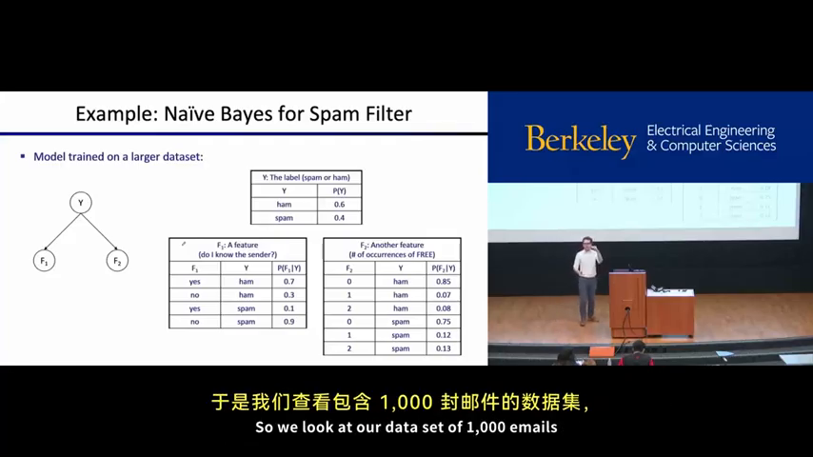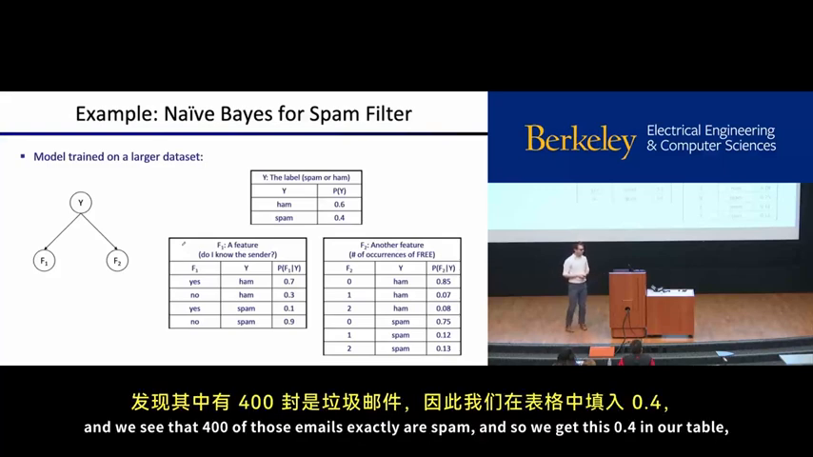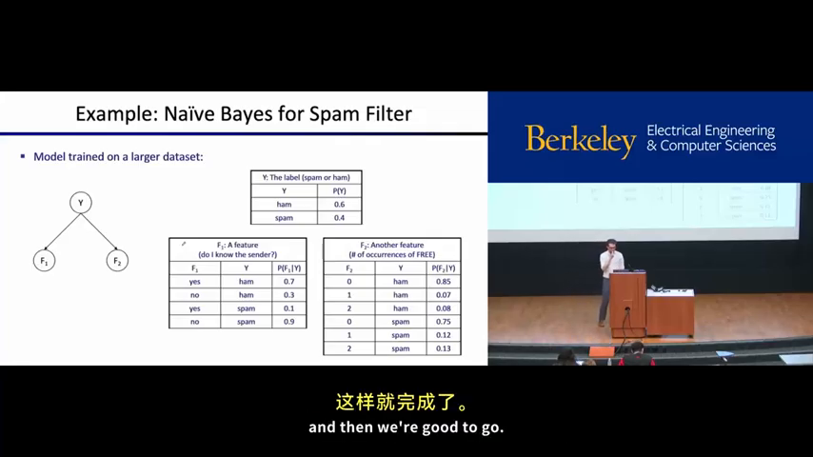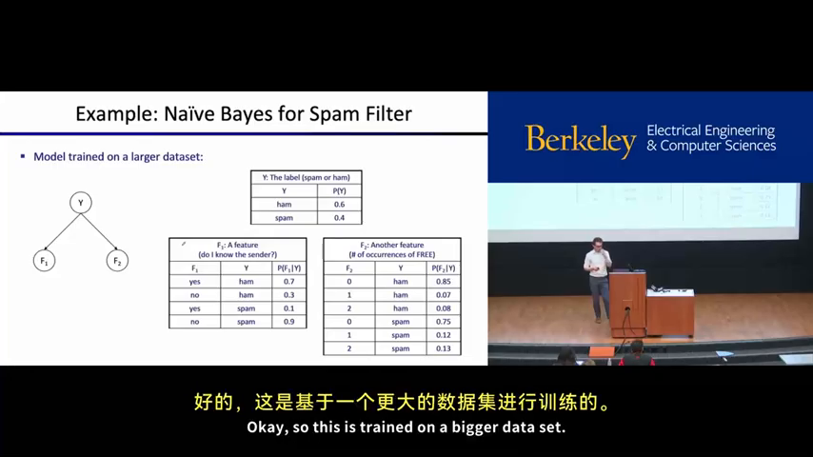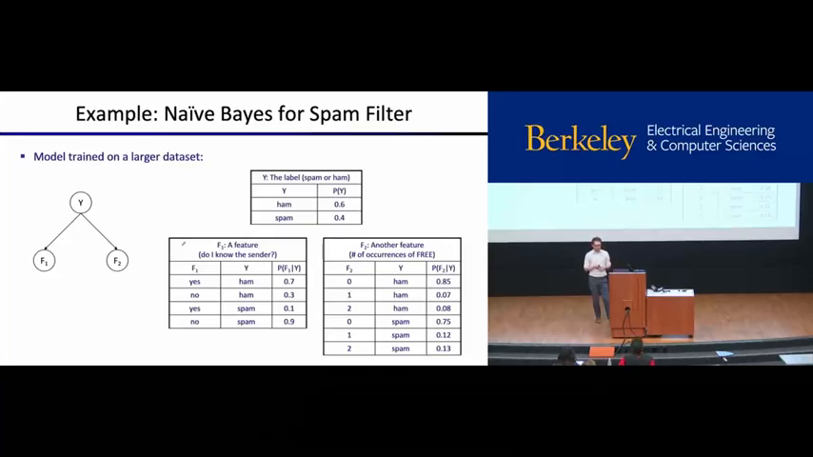So we look at our data set of 1,000 emails, and we see that 400 of those emails are exactly spam, and so we get this 0.4 in our table, and then we're good to go. And then you would fill out the other conditional probabilities the same way we already did. Okay, so this is trained on a bigger data set.